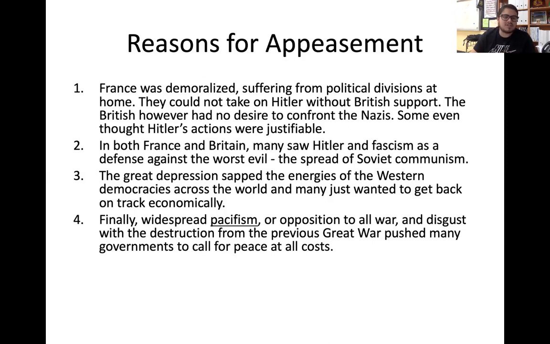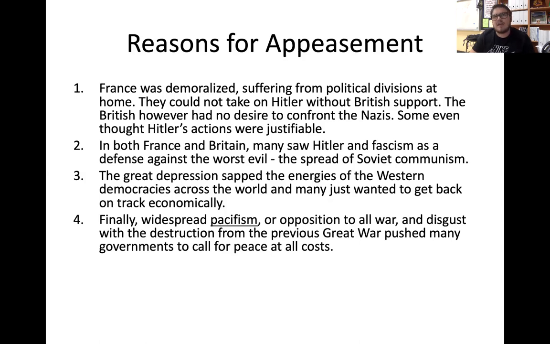Number three, the Great Depression sapped the energies of the Western democracies across the world, and many just wanted to get back on track economically. So, of course, class, after the Roaring Twenties, the 30s hit, and there's going to be a major economic depression. People aren't going to have any money or resources. People aren't going to be able to do pretty much anything. It's going to hit the United States very hard. Of course, we know about the Great Depression in the United States, but it's also going to hit a lot of Europe very hard. Jobs are going to disappear. No one's going to be able to have jobs.